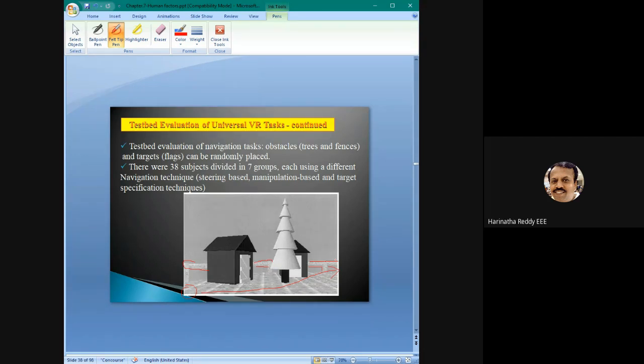So in this particular virtual environment, the task is to move from one place to another place, and during this process, some obstacles will be placed in the path and we need to overcome them. This is one test bed example. To run an experiment here, 38 subjects, that means 38 users, were taken, and they are divided into 7 groups, and each group is using a different navigation technique.